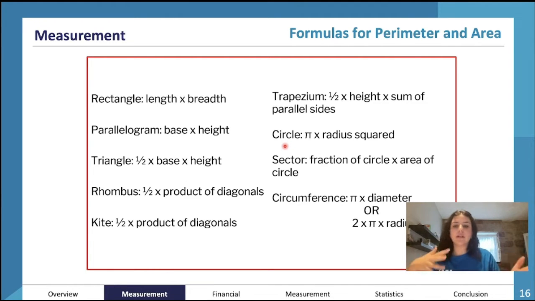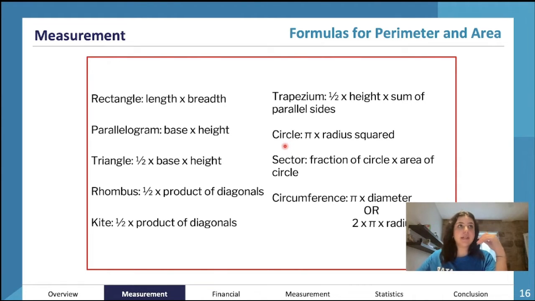So rectangle equals length times breadth, parallelogram base times height, triangle half times base times height, rhombus half times product of diagonals, kite is half times product of diagonals as well, trapezoidal rule or trapezium, half times height times sum of parallel sides, which is also h over 2 brackets df plus dl. We'll get into that in a minute. Circle, pi times radius squared, sector, fraction of the circle, theta over 360, times area of a circle, circumference, pi times diameter, or 2 pi radius.